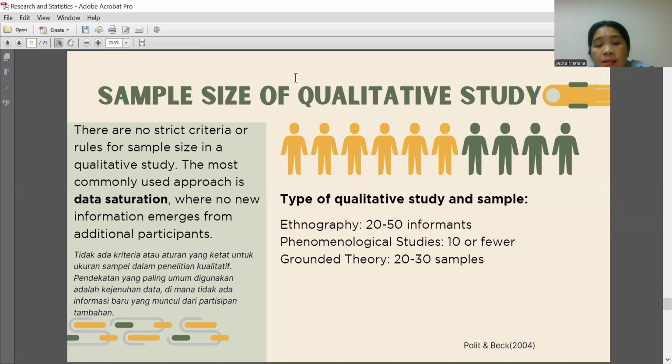For sample size, there is no strict criteria or rule for sample size in qualitative study, but the most commonly used approach is data saturation. Data saturation means no new information comes from new participants. So for the type, for the ethnography method, we use 20 to 50 informants because it's an ethnography study. For Indonesian studies, we usually use phenomenological, with 10 or fewer, and grounded theory, we use 20 to 30.